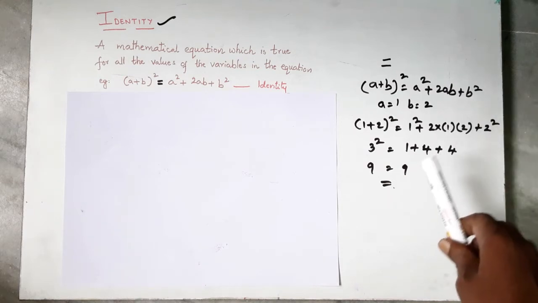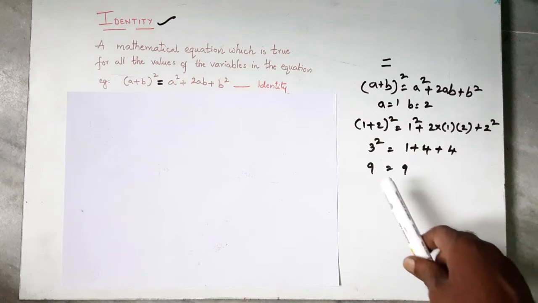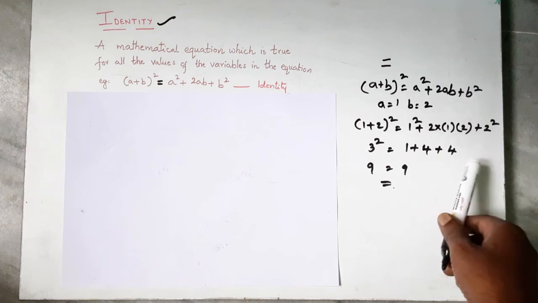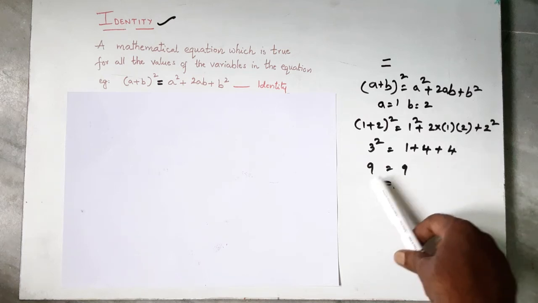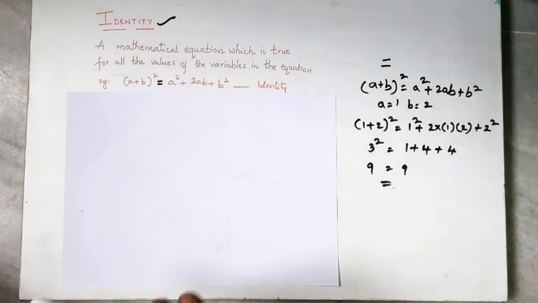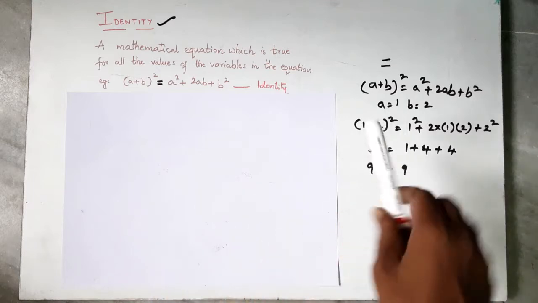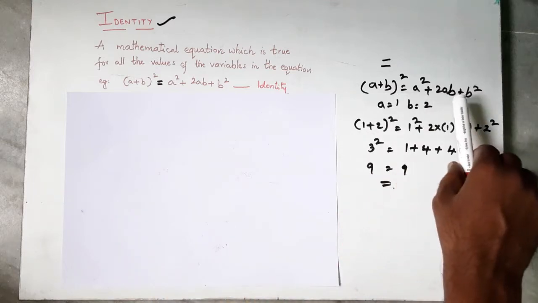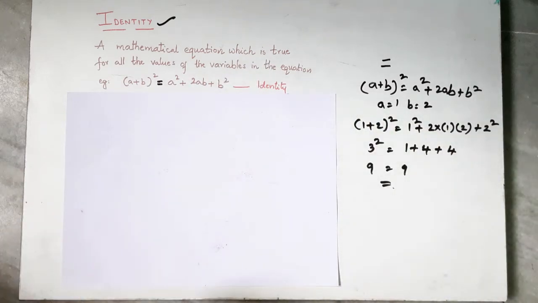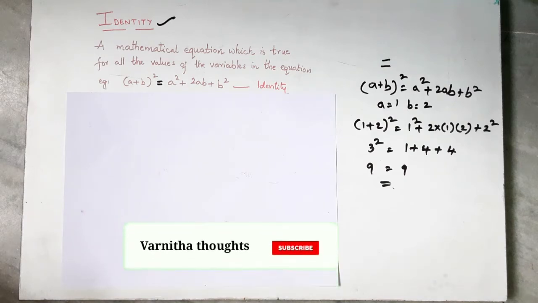So the main point of an identity is that whatever values you substitute in the given variables, LHS and RHS should be equal. Then only it is said to be an identity. Okay children, did you understand? An identity is nothing but an equation which is true for all the values of the variables in the equation. So using this condition, now we are moving to the trigonometric identities.